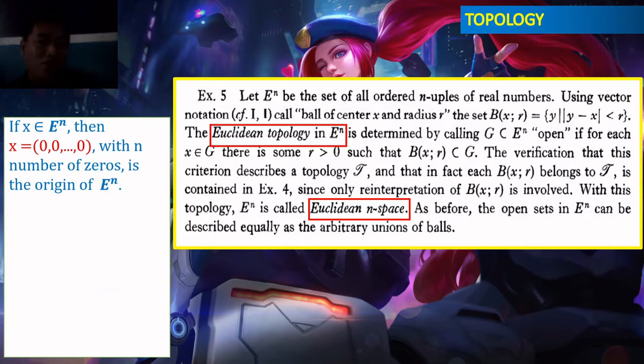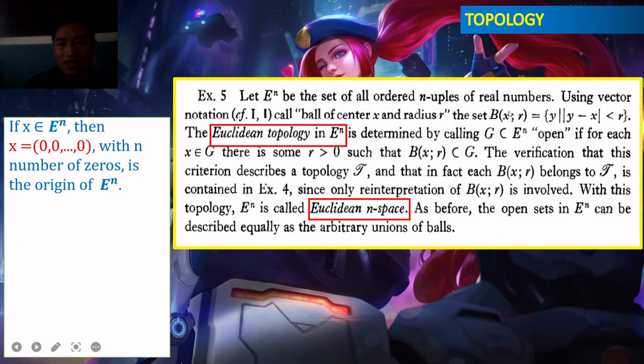Then, if it is in E3, the points are triples, three coordinates in all. So the origin of EN is the class whose coordinates are all zeros. Okay? Now, using the vector notation, we call the ball with center x, since the center is x, and then the radius r.